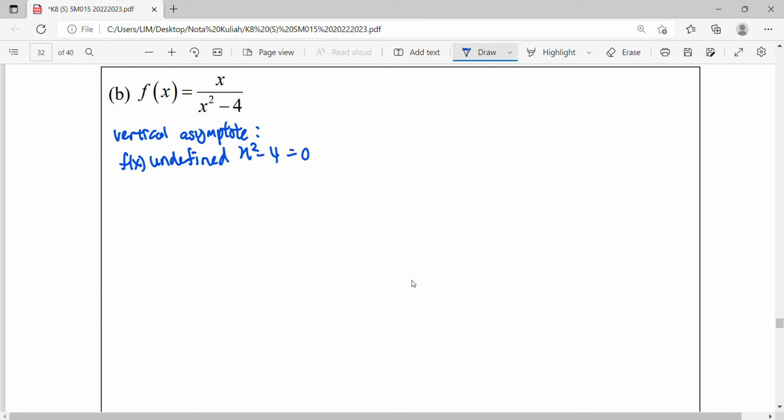So this denominator, find out your x value. It is a quadratic, it can be factorized as x minus 2, x plus 2. So your denominator is undefined. The values that are undefined are x equals to negative 2 and x equals to 2.